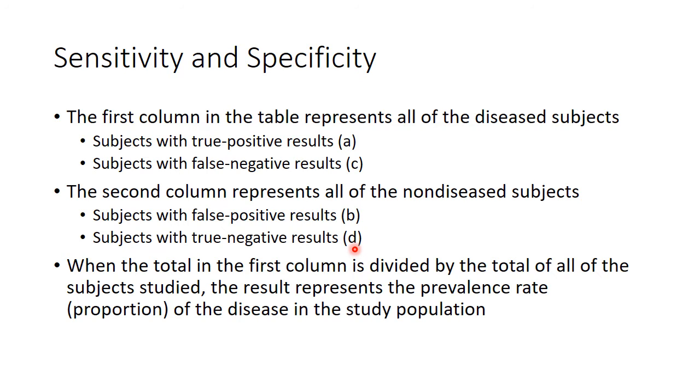Now, if you wanted to determine the prevalence rate of the actual disease, basically you're going to look at all of the people who actually have the disease state, which would be A plus C, and then you would divide that by all of the people in the study population. So if you look back on that previous slide, you would see it's A plus C divided by A, B, C, and D, and that way you can tell what proportion of the people in the test actually had the disease, and that's your prevalence rate.